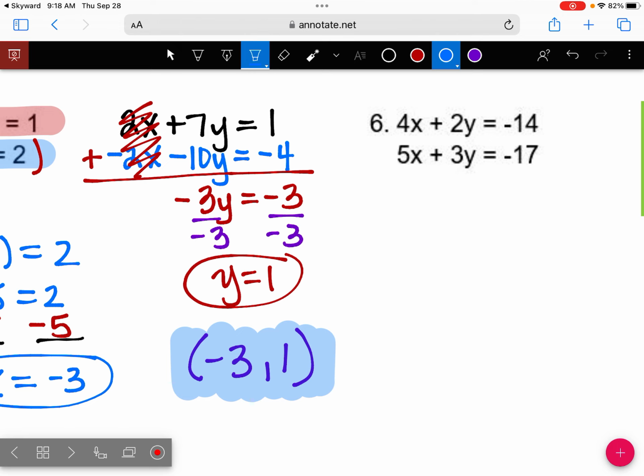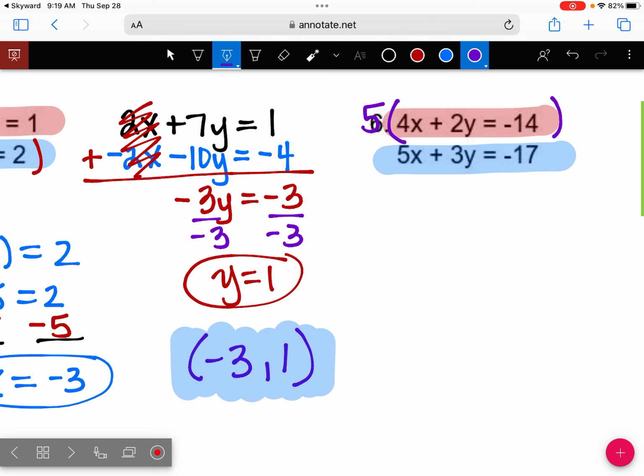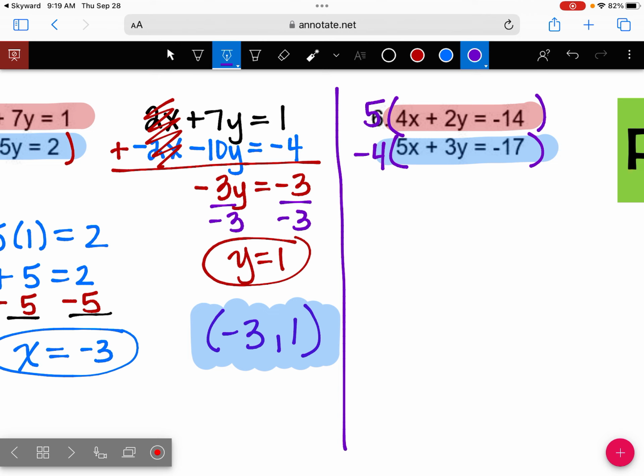So when you run into this situation, I think the easiest way to do that would be, do you see how this equation has a 5 and this equation has a 4? I am multiplying this top equation by 5 and the second equation by -4. This is just one way to do this. And the reason why I'm doing that is because if I take 5 times 4, I get 20. And -4 times 5 is -20. I'm trying to make it so my x's are opposite.